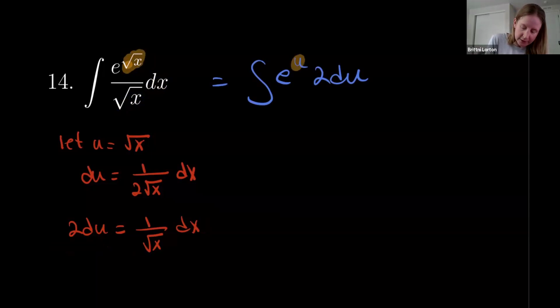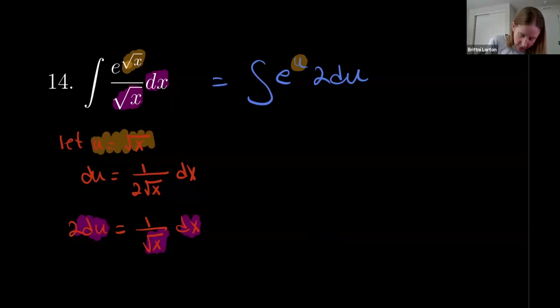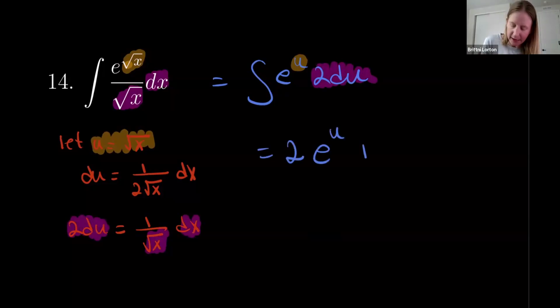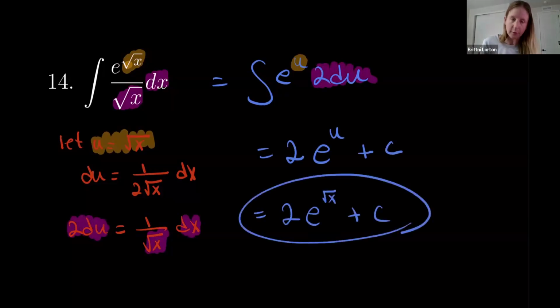My square root of x in the exponent turned into a u, because that's what my u is equal to. But then my square root of x on the bottom and the dx turned into a 2 du. All right, then we can integrate from there. And then it becomes a little bit easier to integrate, where that 2 is a constant multiple, it stays. And the antiderivative of e to the u is e to the u. And then I just replaced my u, ta-da.